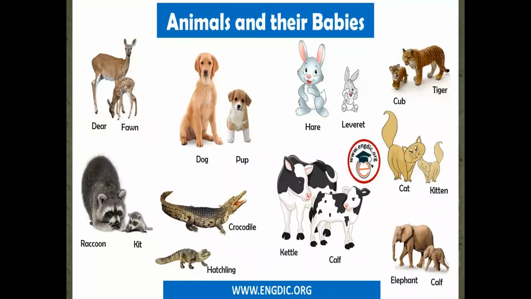Now, what can you see in this picture? There's a deer and a fawn, a dog and a pug, a hare and a leveret, a cub, a tiger, a crocodile, a hatchling, a raccoon and a kid. They look like their parents. They will look exactly like their parents. That means there are some characters which are passed from the parents to the offspring. That's why they look like an exact copy of each other.